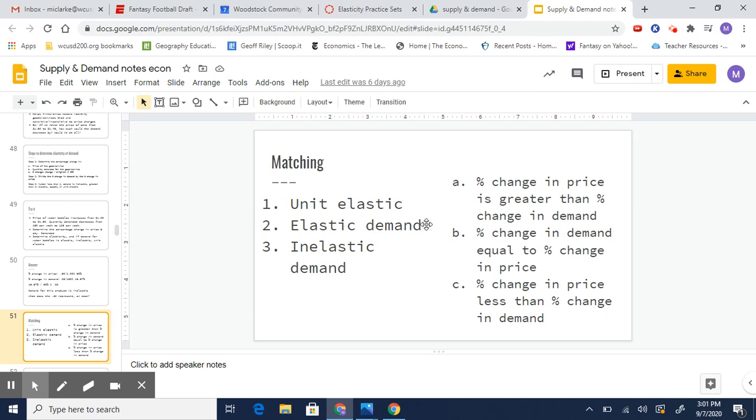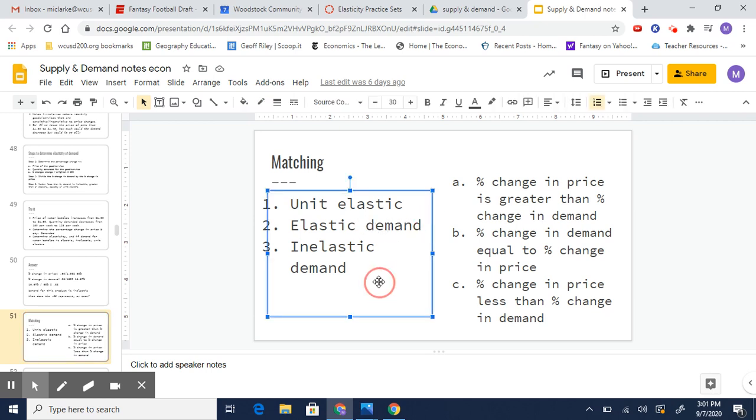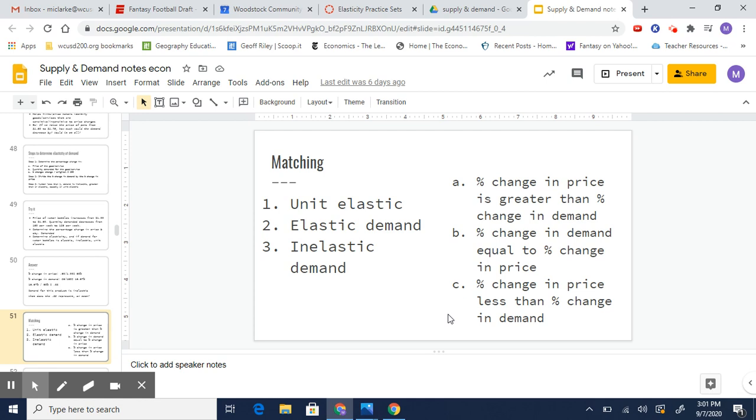Elastic demand. What elastic demand means, number 2, is that demand for your product is very responsive. It's very flexible. If you were to raise your price by 4%, people are going to buy 6 or 7% less. People are very responsive. They're going to find something else to buy instead. So what that means is C. Number 2 is C. The percentage change in price is less than the percentage change in demand.